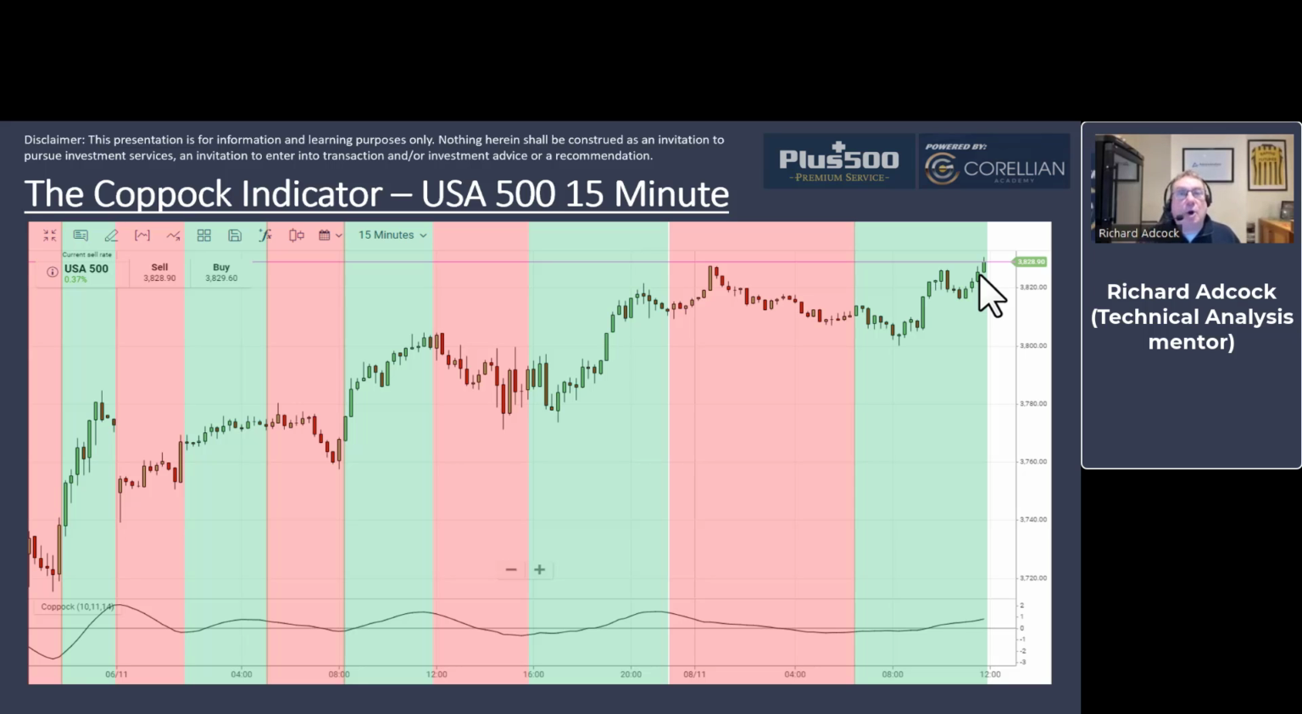So I think the Coppock indicator is very useful no matter what time frame you're looking at, no matter what markets you're trading, and could well be added to your suite of technical tools to highlight where the trending conditions are and where the directional risks are beginning to materialize.